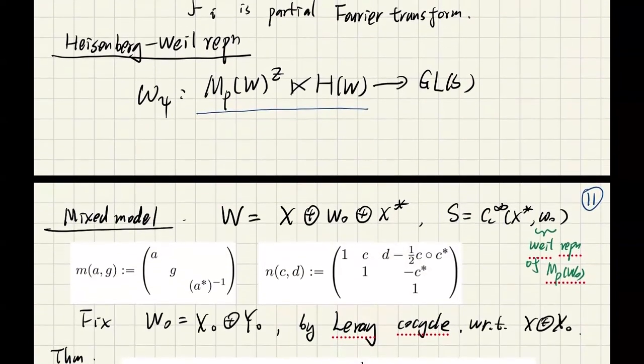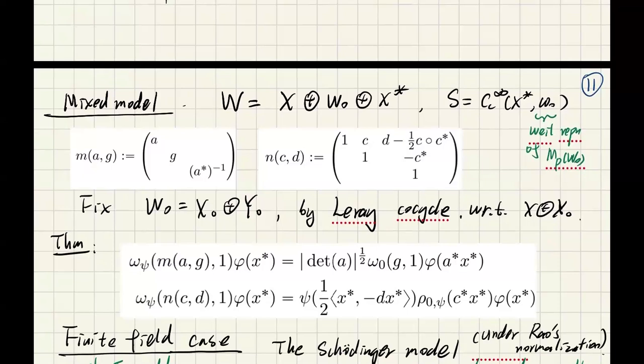Why this is useful is because you also have something called a mixed model. It says that if you have W, you take a maximal isotropic subspace X, and you take a complement, another isotropic subspace X star, so that X and X star have a perfect pairing. Then you have a natural space W0, uniquely determined, perpendicular to X and X plus X star. So you have this kind of decomposition.